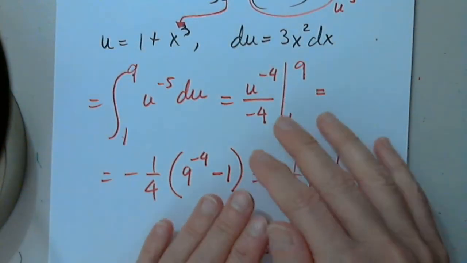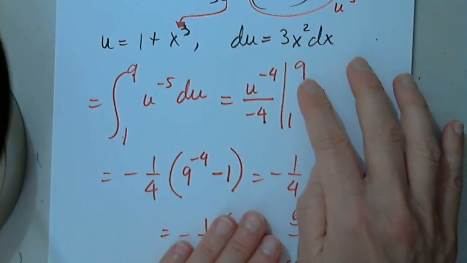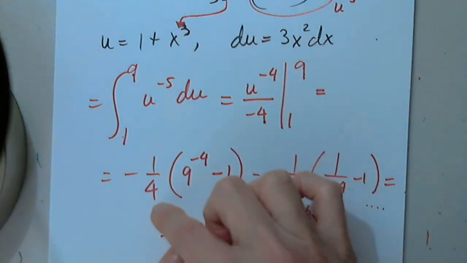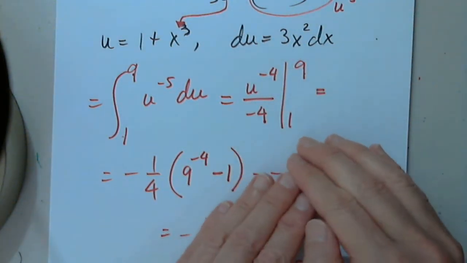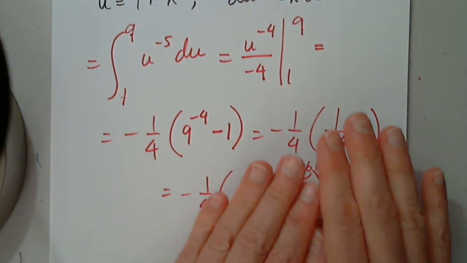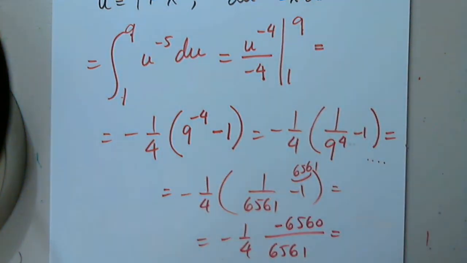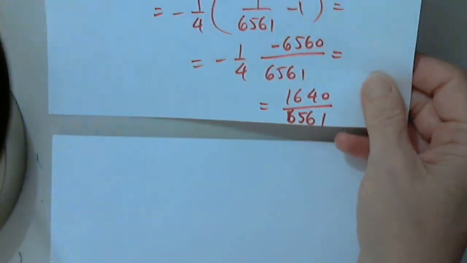So this is arithmetic. I don't care for it, but I want you to show me how you plug it in. Negative 1 over 4, 9 to negative 4, and then minus 1. All this can be done with a calculator, and you can come up with that. Sometimes I feel it takes me longer to plug in the numbers or plug in the calculator than just do it on my own.